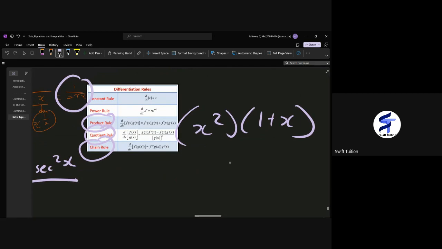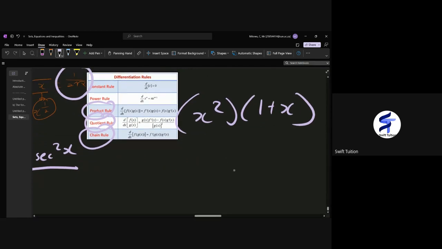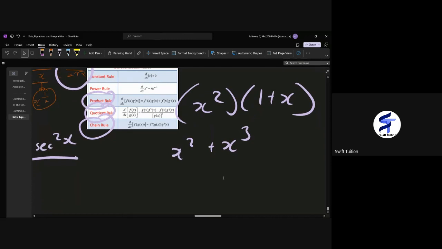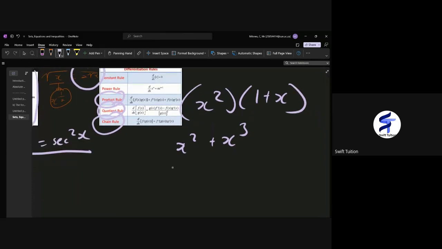I could use the power rule. How would I use the power rule? I'm going to multiply everything out. x squared plus x cubed. In this case, the power rule is probably going to be the faster method that you're going to use. So once you have written it out like this, it's still the same thing. Then I can differentiate this expression.